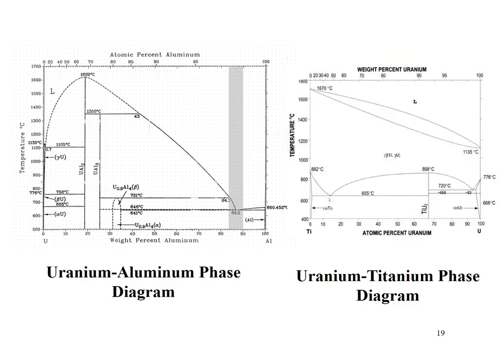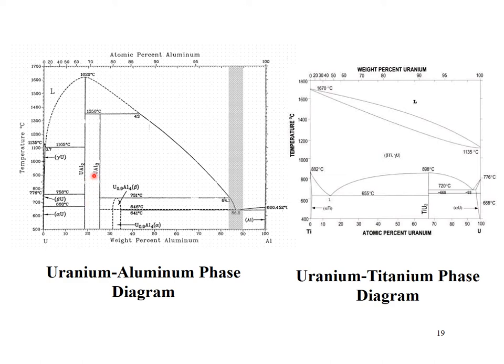Here is an example of two phase diagrams. We see the uranium and aluminum phase diagram. This is the liquidus phase. Here's uranium, here's aluminum. Here's 100% uranium. And these are the different phases. So if we start having mixtures, we'll form two phases here, one being the uranium metal, and one being this intermetallic UAl2.